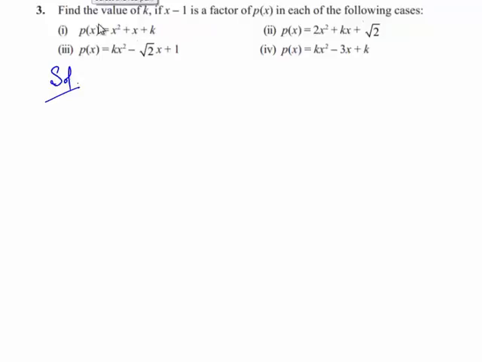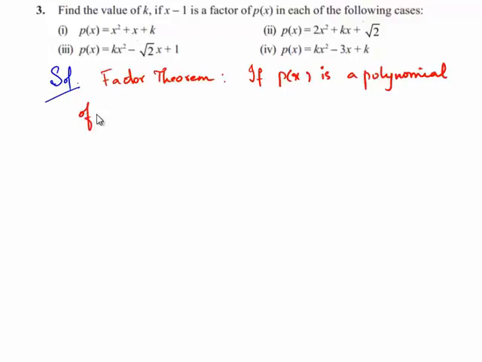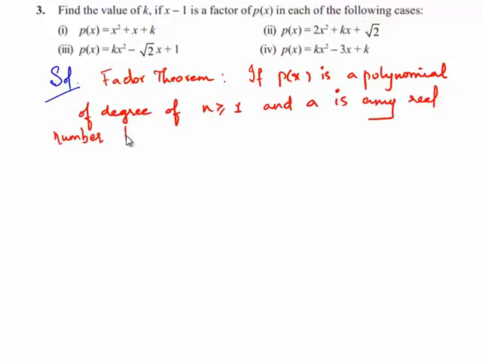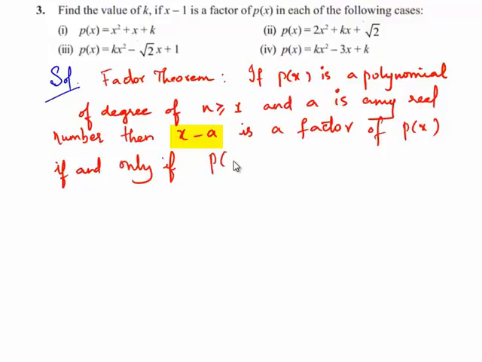So first let us state what is factor theorem. It states that if P of x is a polynomial of degree n greater than or equal to 1 and a is any real number, then x minus a is a factor of P of x if and only if P of a is equal to 0. So let us make use of this theorem in finding the values of k.